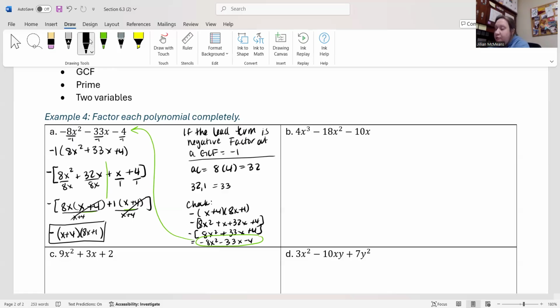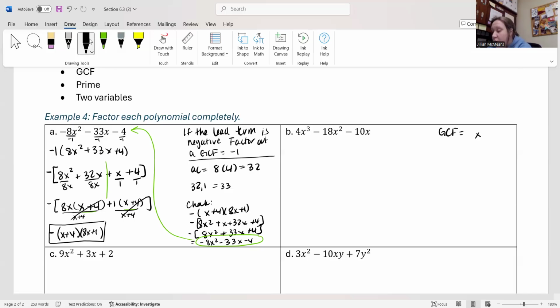Part B, we have 4x to the third minus 18x squared minus 10x. Right off the bat, I notice I have a third degree polynomial, not a second degree polynomial. And we're talking specifically about quadratic trinomials, which means the highest exponent on a variable should be 2. So we know we have a GCF that has at least an x in it. All the terms have an x.